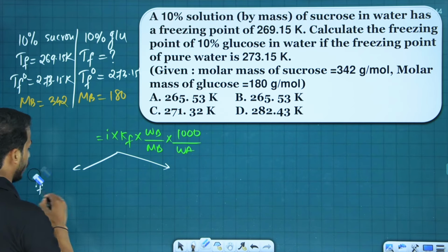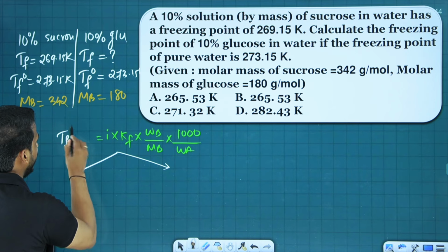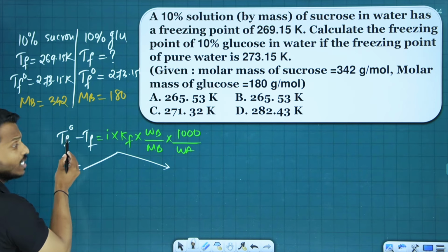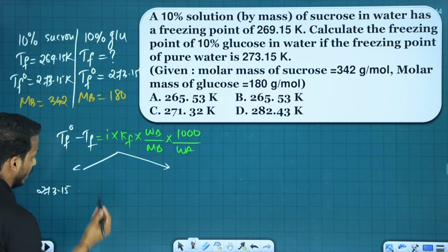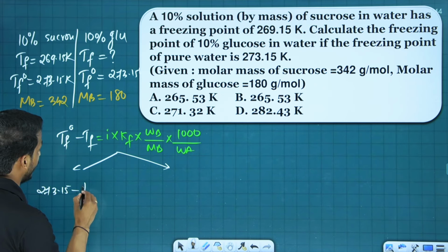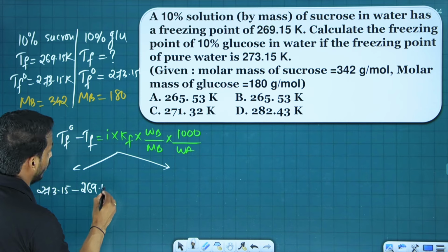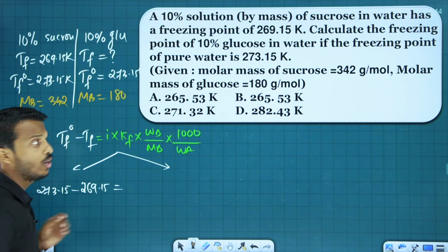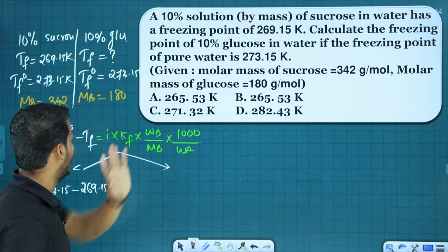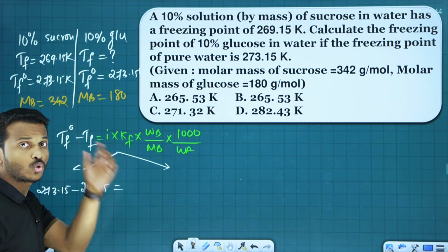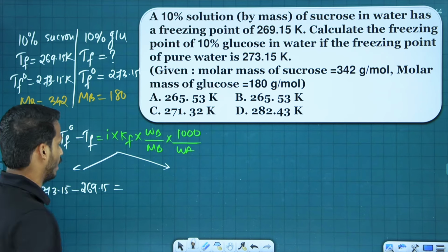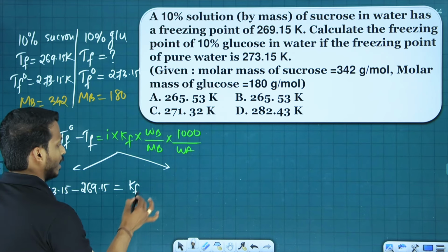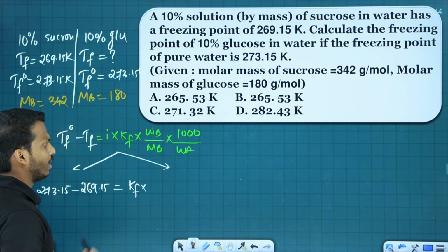So delta TF is TF naught minus TF. What is TF naught? 273.15 minus TF, which is given as 269.15, equals i value for sucrose and glucose, which is 1, right? Leave it. KF for a solvent is constant. Water is the solvent, so KF is a constant. Take it as KF, because when we take the ratio, it cancels automatically.